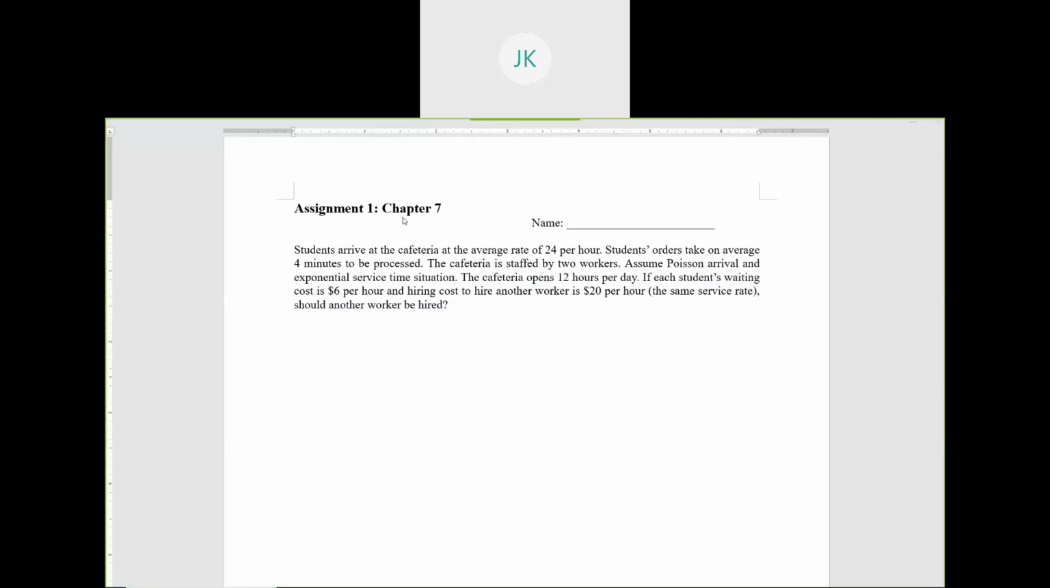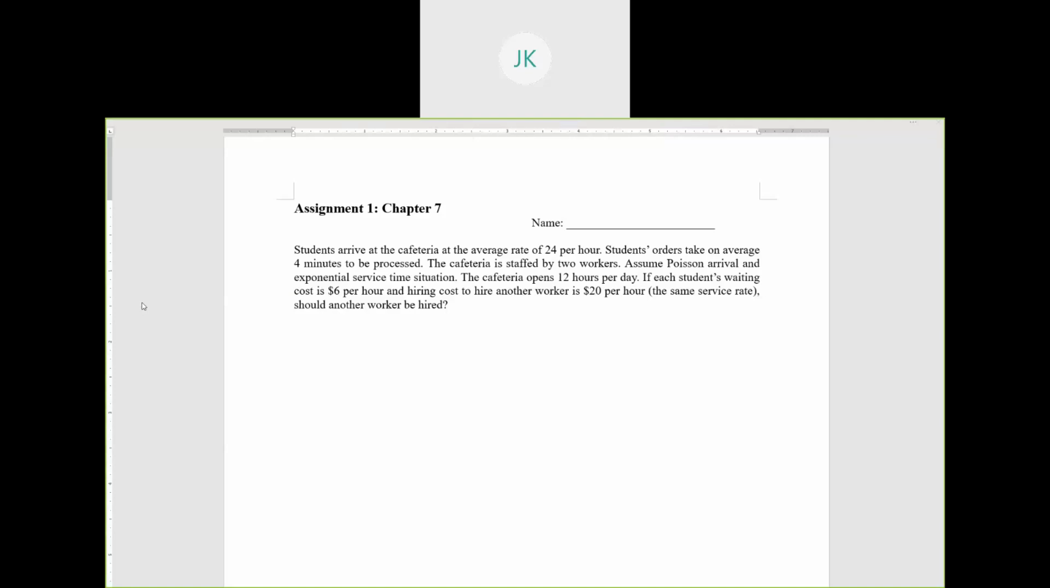Assignment 1, Chapter 7. This one is about the waiting line model, because this one says staffed by 2 workers. So using model 3, multiple server. If it is multiple server and model 3, then you can find LQ from the chart.